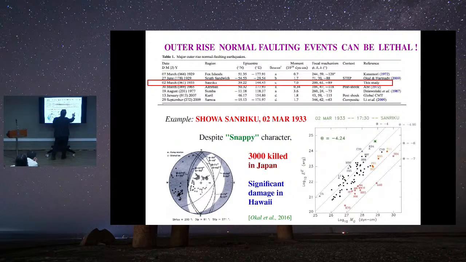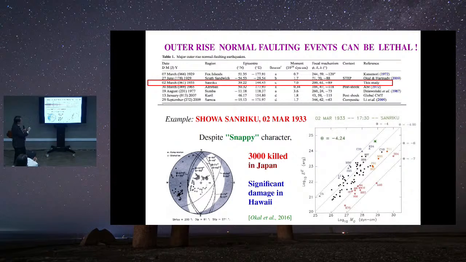We plot it here on my diagram, which means that it's definitely not the kind of tsunami earthquake, but it's so big. This was a magnitude 8.4 in terms of Mw, and the tsunami killed 3,000 people in Japan. Okay, it was far enough that the shaking didn't kill too many people, but the tsunami killed 3,000 people.